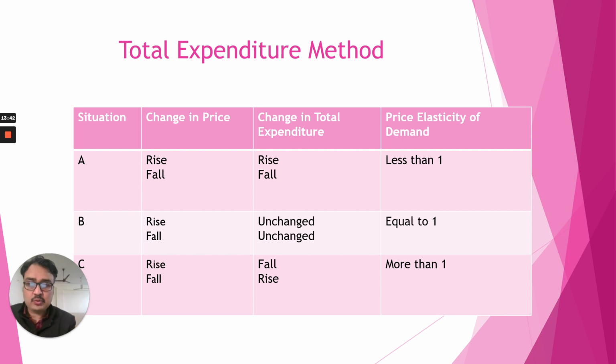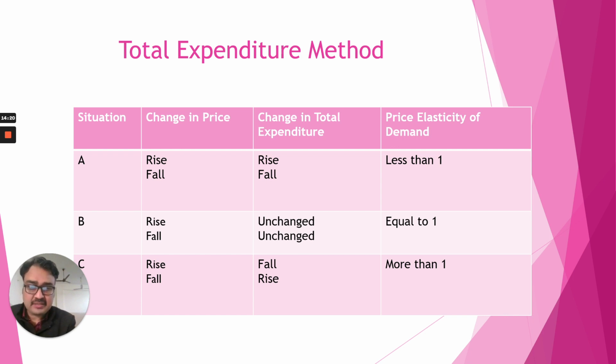Next method is the total expenditure method. In this method, price elasticity of demand is measured with the help of directional change in total expenditure whenever there is a change in price. So there are 3 different situations as shown in the table. If there is a rise in the price of the commodity, total expenditure rises, or due to the fall in the price of the commodity, total expenditure falls. That is, there is a positive relation between change in total expenditure and change in price.